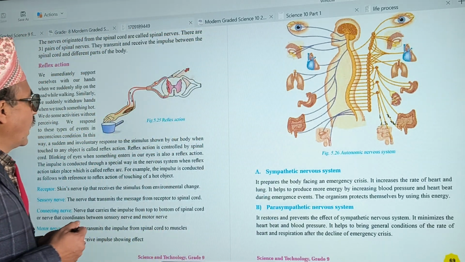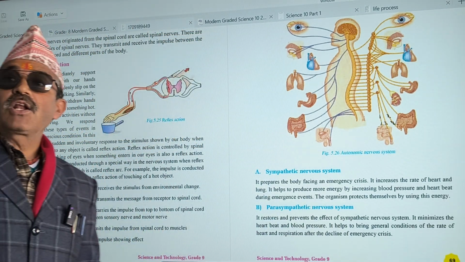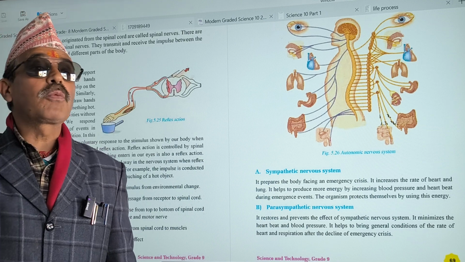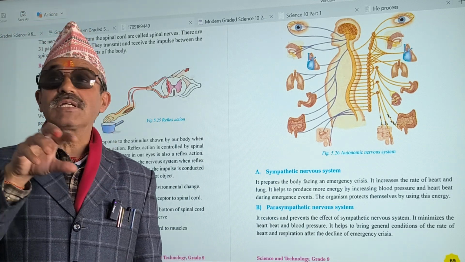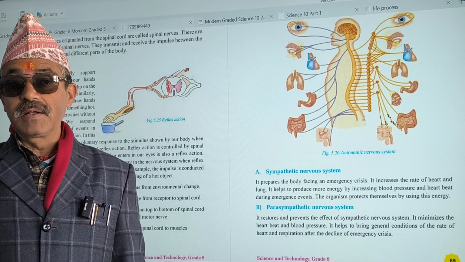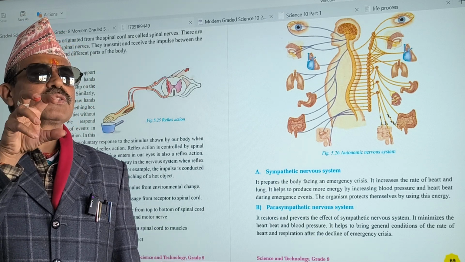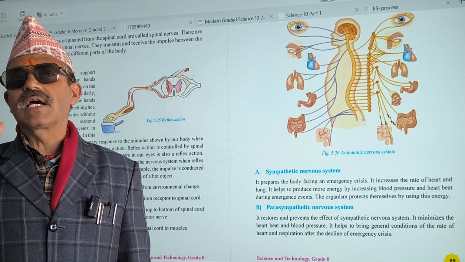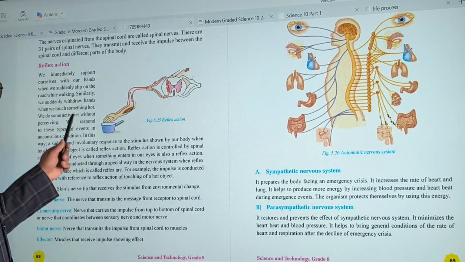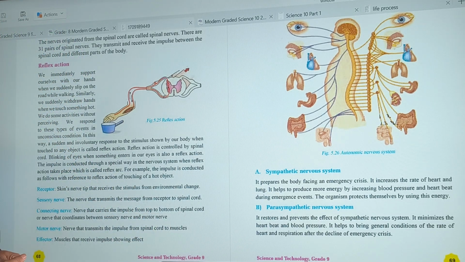So such type of actions are not controlled by the brain but controlled by the spinal cord. Nearly 99% of actions are controlled by the brain. There are some very quick actions that are not controlled by the brain. Those actions are called reflex action. So, what is the definition of reflex action?